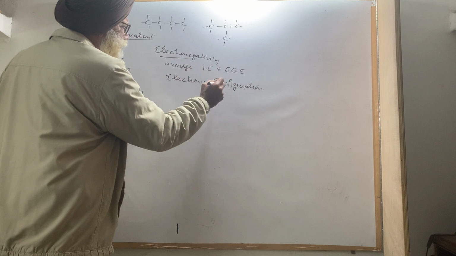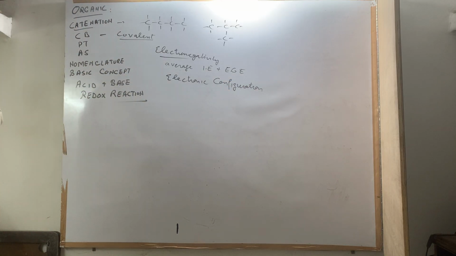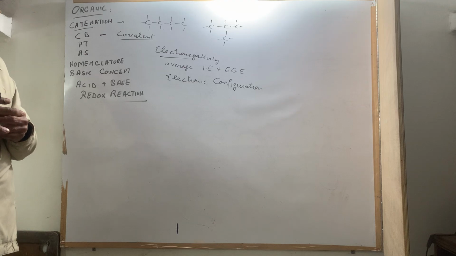This word comes quite a number of times: configuration, the relative arrangement. Electronic configuration means how the various electrons are arranged in the space around the nucleus. What is that space known as? The space at which the probability of finding an electron is maximum is known as an orbital. This term orbital is from quantum mechanics.